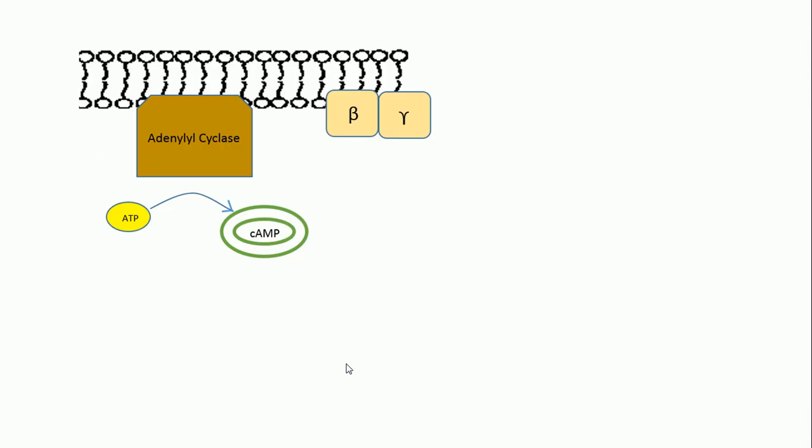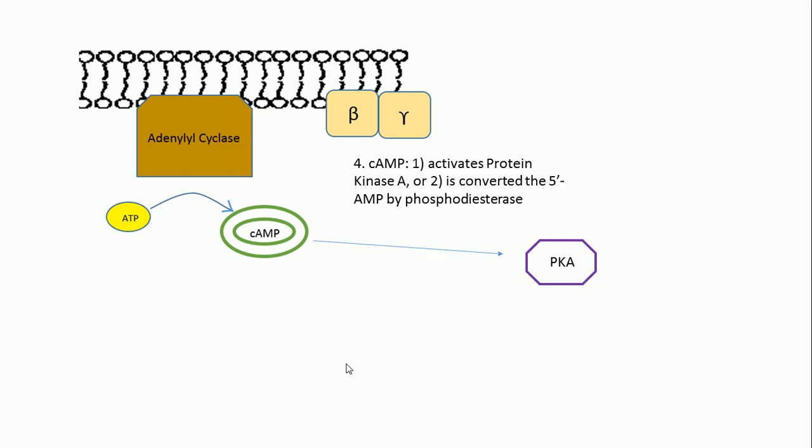Now we're going to take a closer look at the messenger action of cyclic AMP, which has numerous effects. First, cyclic AMP activates protein kinase A, which is also known as cAMP-dependent protein kinase. This molecule serves several functions that we will address in just a moment. Second, cyclic AMP can also be converted to 5' AMP, which is mediated by phosphodiesterase. Phosphodiesterase degrades the phosphodiester bond in the cyclic AMP. They serve to regulate the localization, duration, and amplitude of cyclic AMP, as well as other molecules.